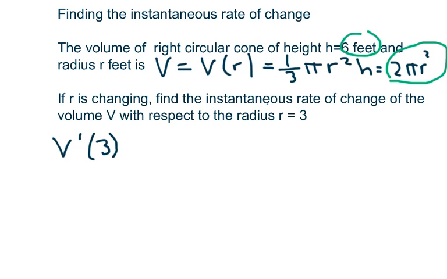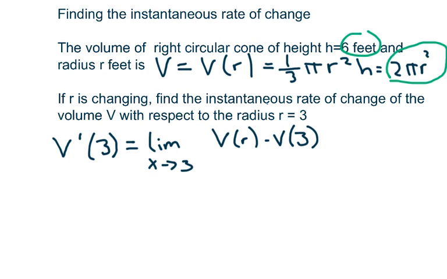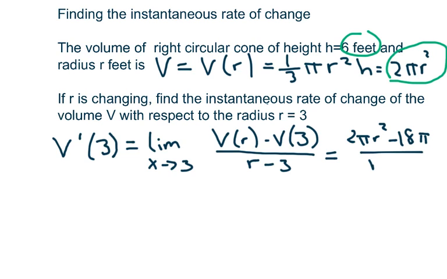So what we're going to do is take the derivative of the volume with respect to r at 3, and we're going to take the limit as x approaches 3. Instead of f, we're just using f of r. Usually we use x, we're going to use r minus the evaluate 3 over r minus 3. Now this equals 2 pi r squared minus 18 pi over r minus 3. And this should include the limit in front.